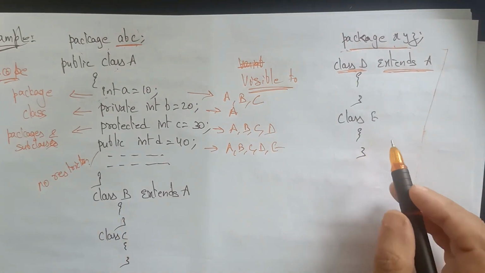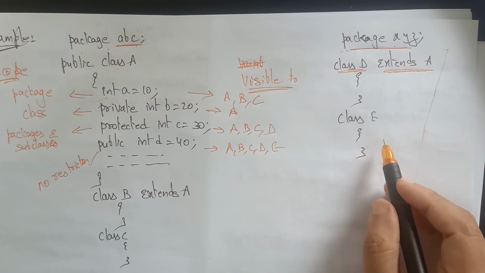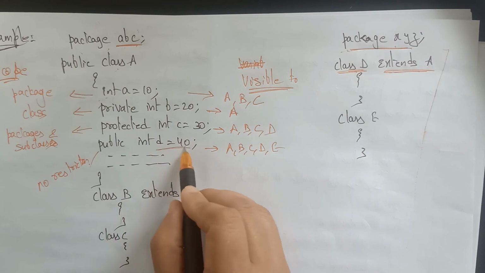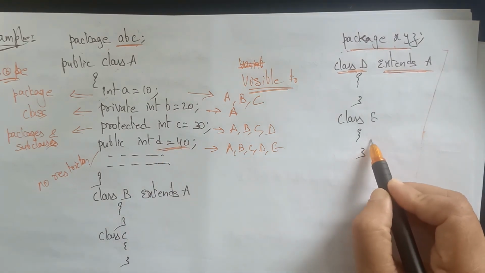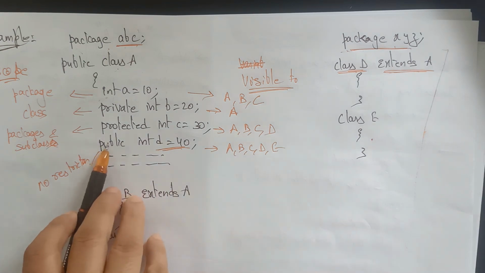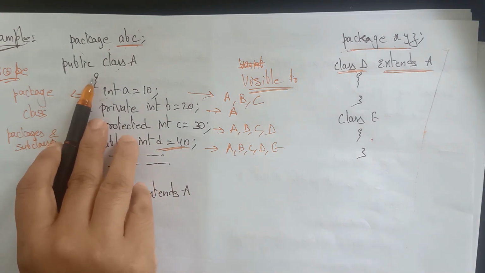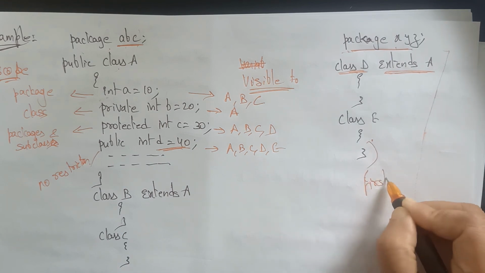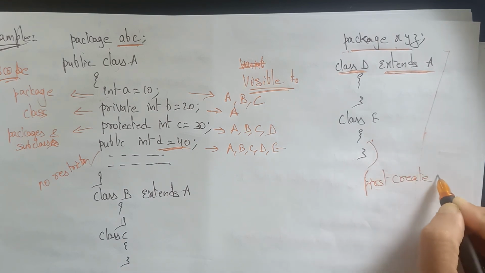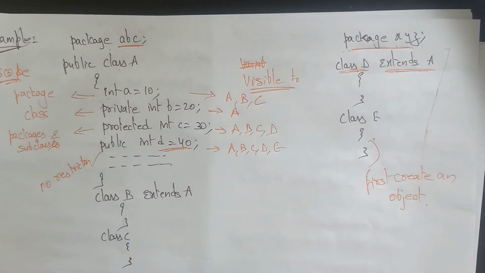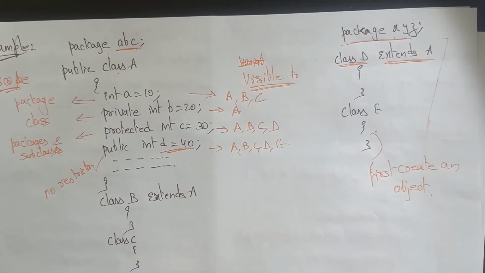If you want to access a variable, suppose this D variable in class E, then class A should be public. So to access it, first you need to create an object. First create an object. Then only you can access those variables. By the help of an object only we can access those variables.